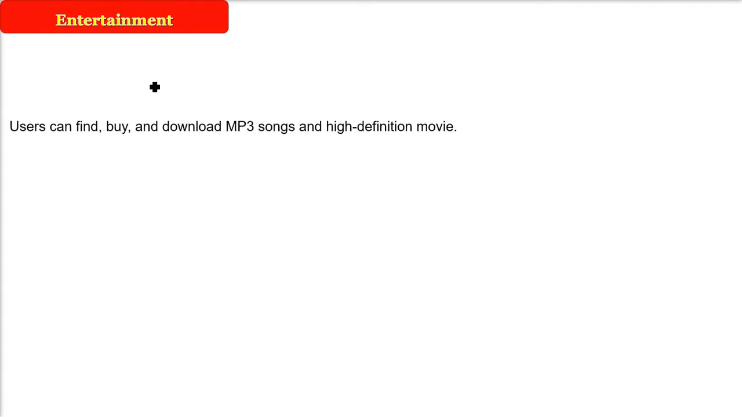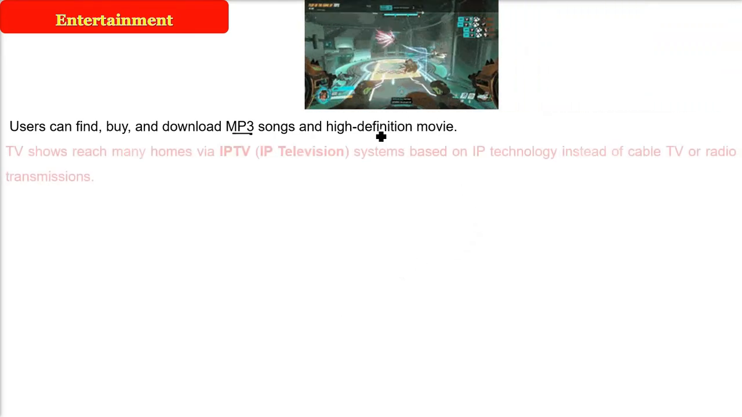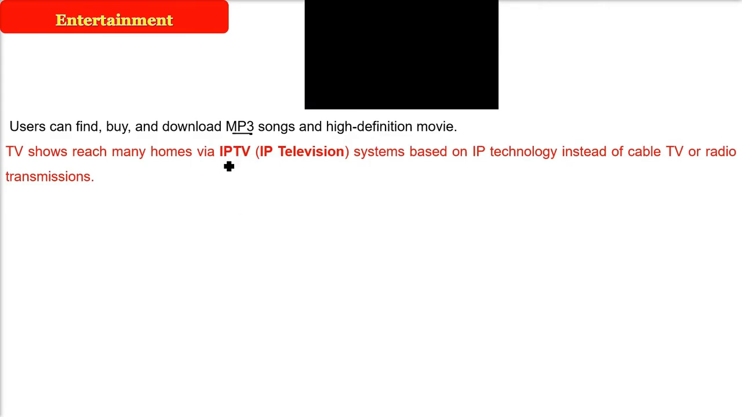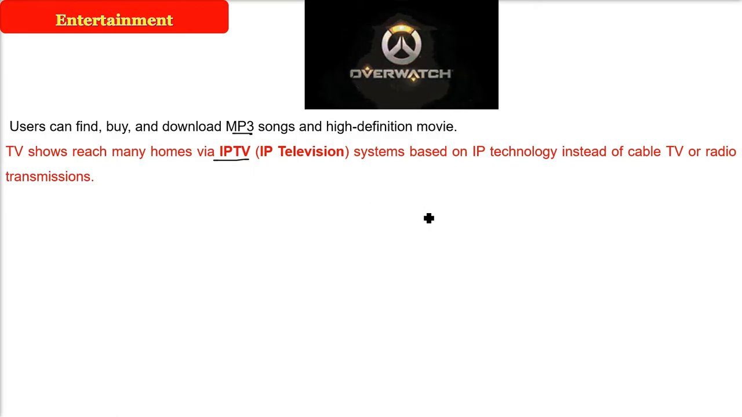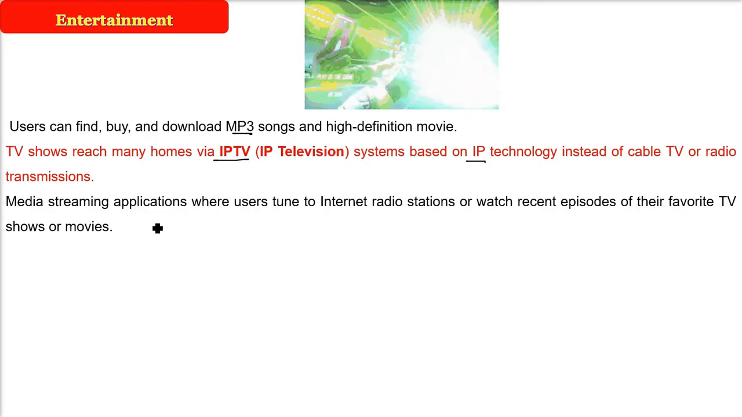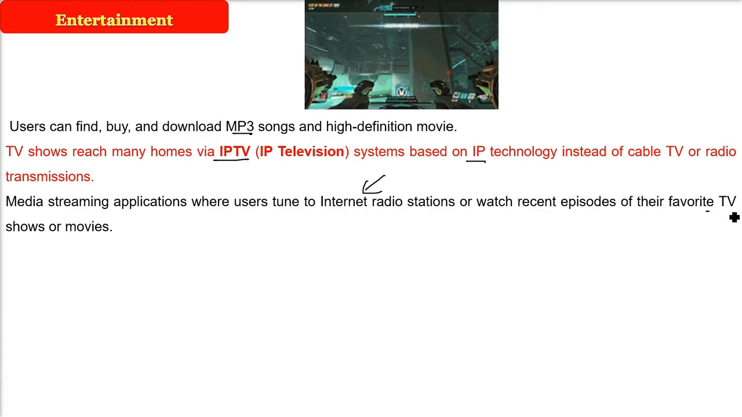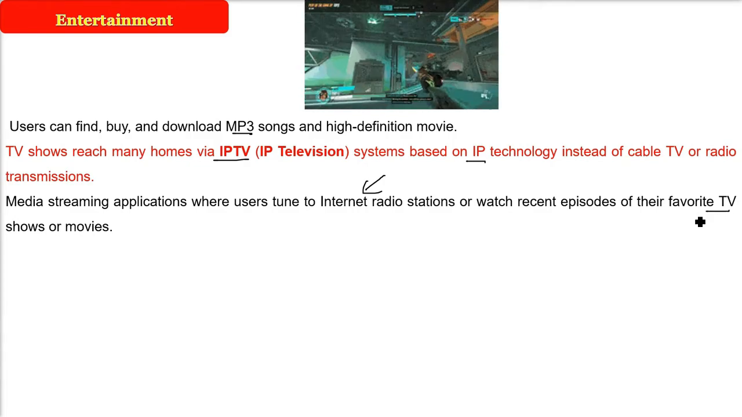Entertainment. Now we are entertained everywhere. In flight, on your laptop, on your mobile. So now you can find and buy and download the songs, the movie, high definition, ultra high definition. Television has changed. Now the television is based on IP technology, IPTV. Rather than having cable TV and radio transmission, now you have IPTV, and especially the internet radio stations.